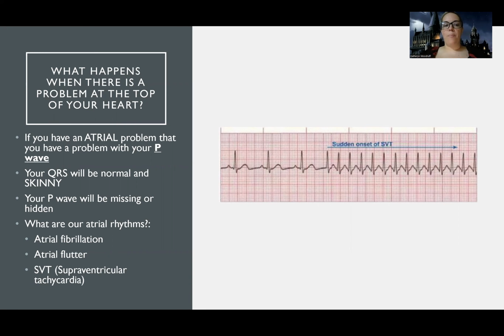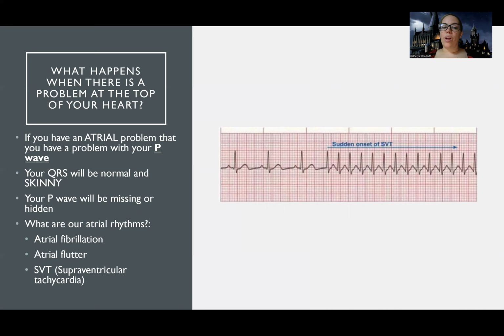So let's talk about what happens when there's a problem at the top of your heart. If you have an atrial problem, or a top of the heart problem, there's going to be a problem with your P wave. You have to have a little context, and you have to realize that the P wave is a visualization of what's going on in the top of the heart.